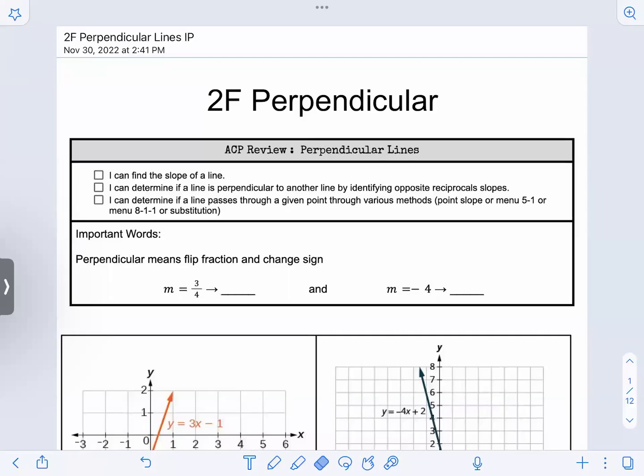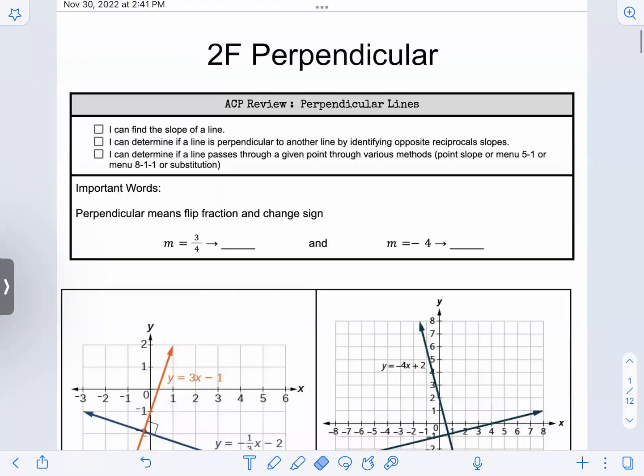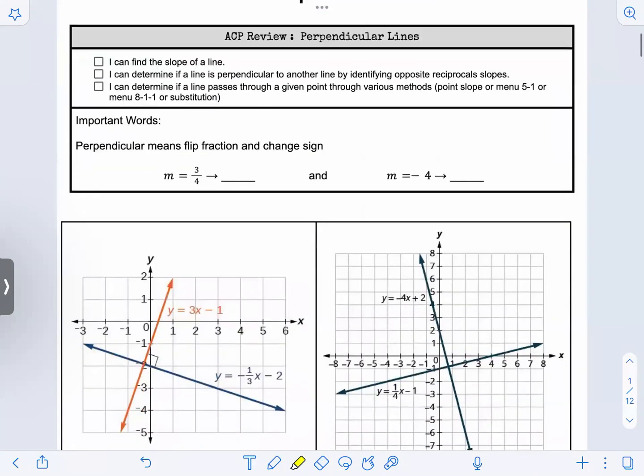Okay, everyone. So what we're going to talk about today is perpendicular lines, all right? The main idea with perpendicular is that you're going to take whatever the slope of your original line is, flip the fraction, and change the sign. So that's two things that have to happen.